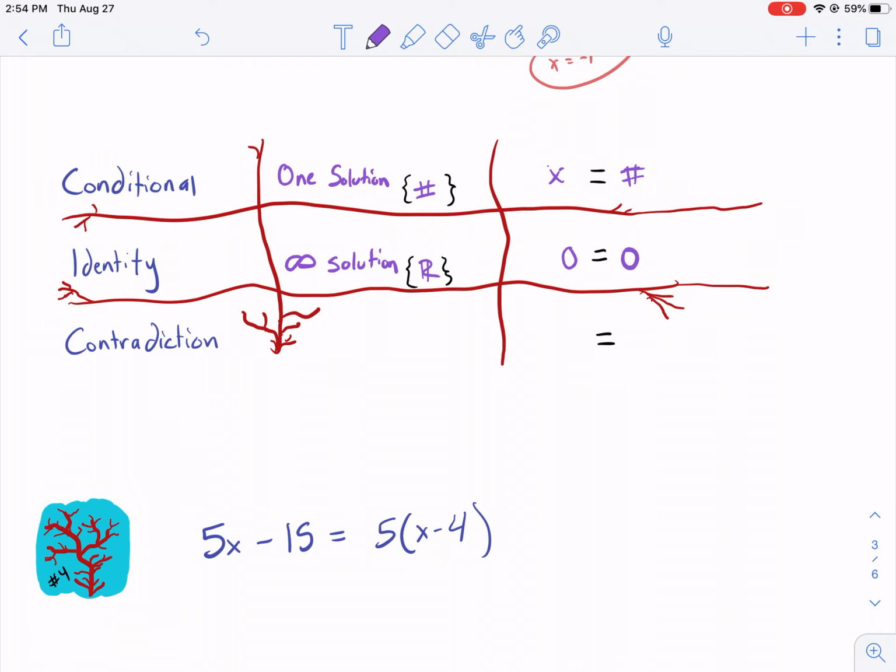Okay, now a contradiction is when there is no solution, also known as the null set, no solution. And you'll get something like negative 1 equals 5. You're going to get something that doesn't make sense, and that means no solution. That means that's a contradiction.